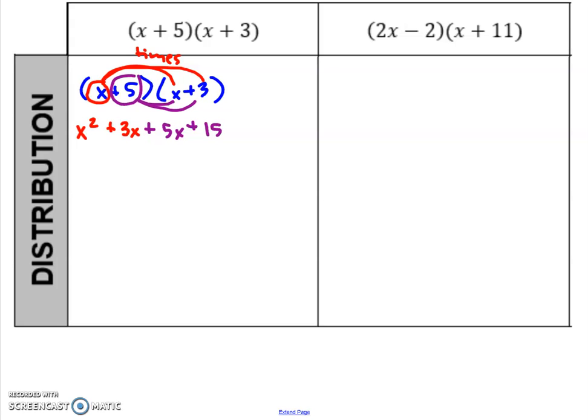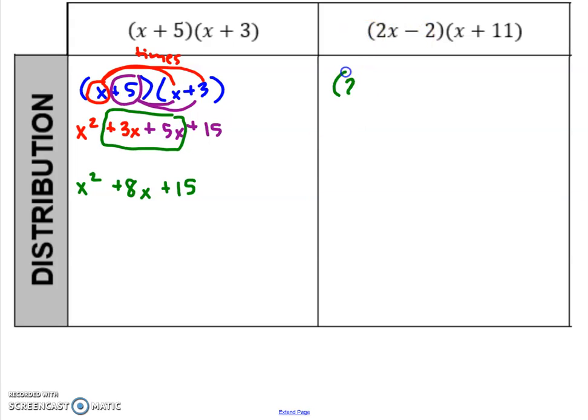Okay, so make sure with the distribution, everything is multiplication. Don't revert to addition, real common mistake. Multiply, multiply, multiply, multiply, multiply, multiply, and then we're back to combining like terms. So I have my x squared, that's the only x squared. I have 3x plus 5x, which gives me 8x, and then I have this plus 15. And there's my product. That's the distribution method.